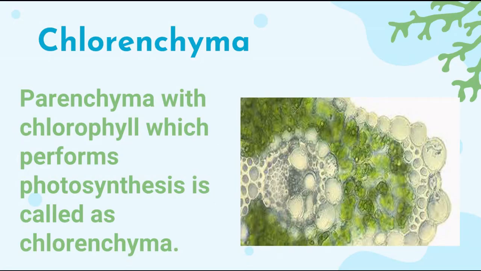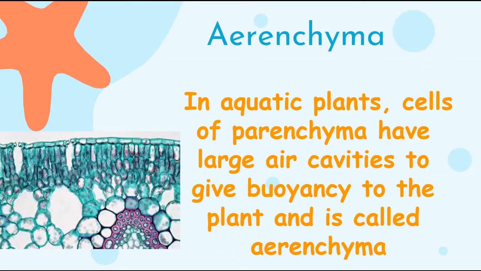So we have seen about the parenchyma tissue in the previous video. We have also seen the functions of it. Chlorenchyma is one such type of tissue, that is, the parenchyma with chlorophyll which performs photosynthesis. So we can put this Chlorenchyma under the parenchyma tissue only. And it can also be divided into Aerenchyma. So parenchyma can be further divided into Aerenchyma and Chlorenchyma.